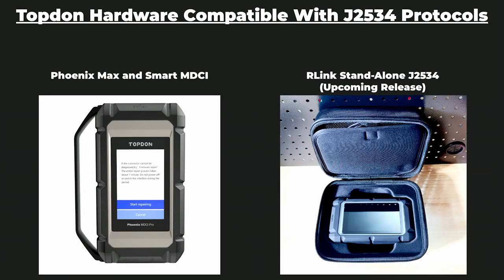So here's some hardware that does work with the J2534. Remember I said we would talk about this a little bit more. The MDCI that comes with your Phoenix Max or Phoenix Smart can be used for J2534 programming with most vehicle manufacturers. And then Topdon has a new standalone J2534 coming sometime in 2024 most likely, which is called the R-Link. This is a J2534 compliant device that can be used with many vehicle manufacturers' software to perform programming events on vehicles. So again, keep your eyes open for that. That's coming in 2024 most likely.